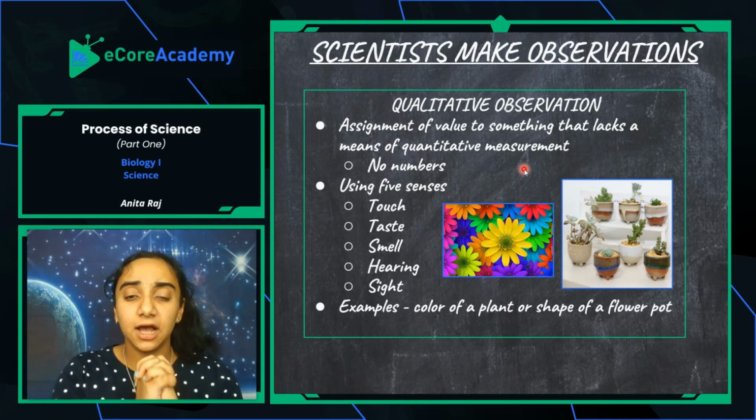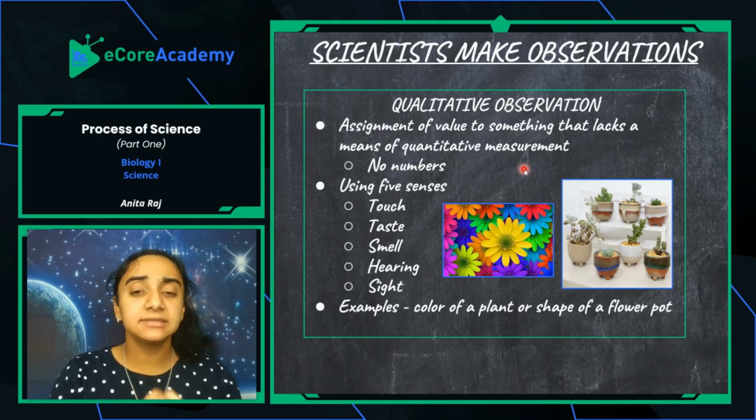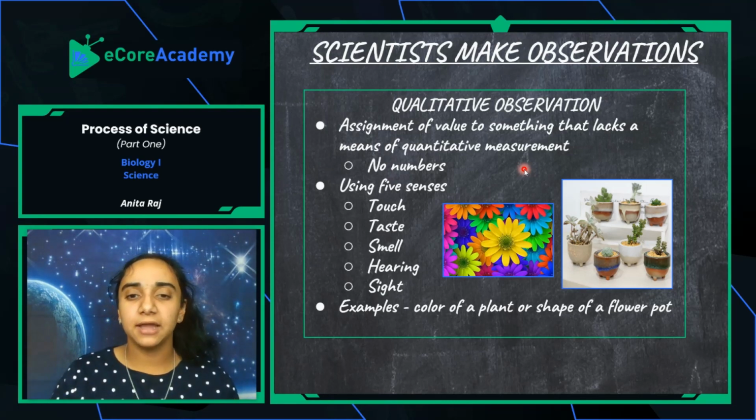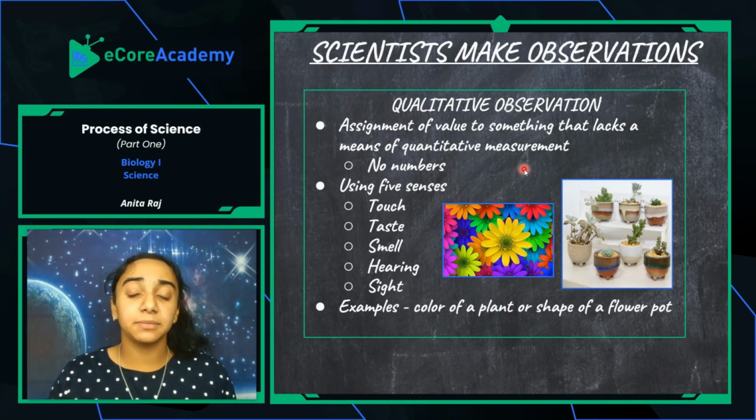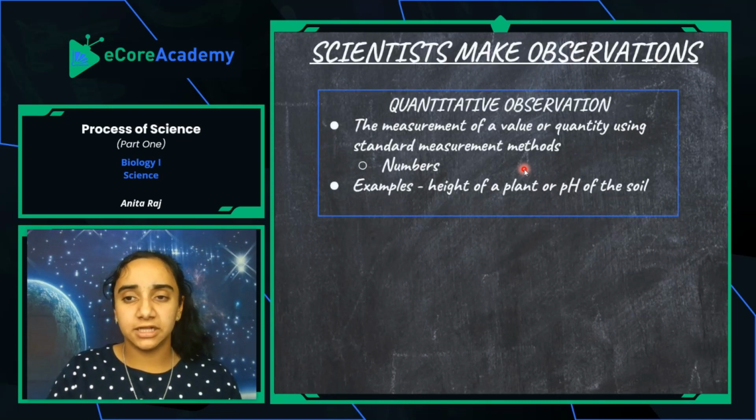So honestly, any observation that does not include numbers or measurements, and which you can easily tell, a trait of an object that you can easily derive just by either looking at it, by touching it, by tasting it, by smelling it, or by hearing it using your five senses. So that's enough about qualitative observations. Let's look at quantitative observations.